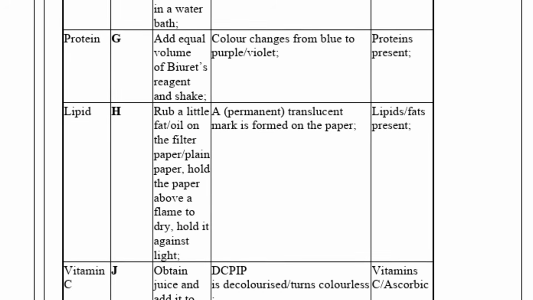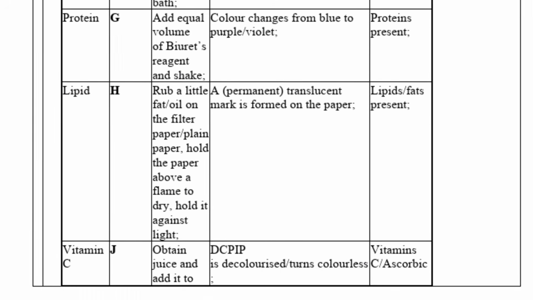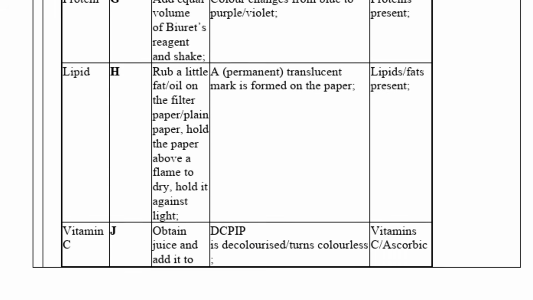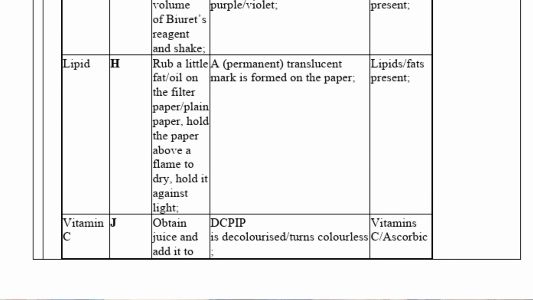Vitamin C is food sample J. Obtain juice and add it to DCPIP in a test tube. So you are adding food sample J to a test tube containing DCPIP. Color change observation: the DCPIP is decolorized or turns colorless. That means vitamin C or ascorbic acid is present. The other name of vitamin C is ascorbic acid. It is present when the color of DCPIP changes to colorless.